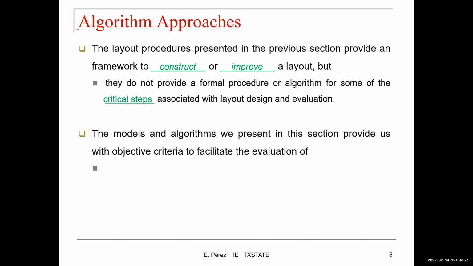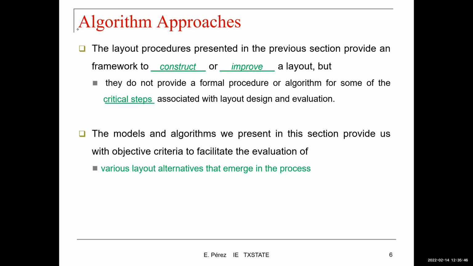So I think I showed you this information already. The layout procedures presented in the previous section provide a framework to construct or improve a layout, but they don't provide a formal procedure or algorithm for some of the critical steps associated with the design of an evaluation. So the models and algorithms we present in these sections provide us with objective criteria to facilitate the evaluation of various alternatives that emerge in the process. So now we're going to have this objective function that is going to be updated every time that we change or we perform an iteration in the algorithm. So if we switch two departments, we're going to compute a new performance measure. We're going to see whether or not that performance measure is better than what we had before.